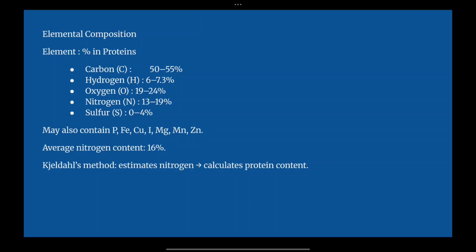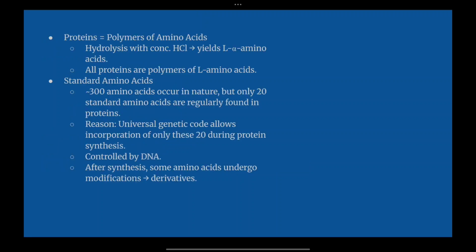Sometimes the proteins might contain phosphorus, iron, copper, iodine, magnesium, manganese and zinc as its R group, or any other addition to the proteins. The average nitrogen content present in protein is about 16%. The Kjeldahl method is used to estimate the percentage of nitrogen present in the protein. It is a method used to estimate the amount of nitrogen present in a protein content.